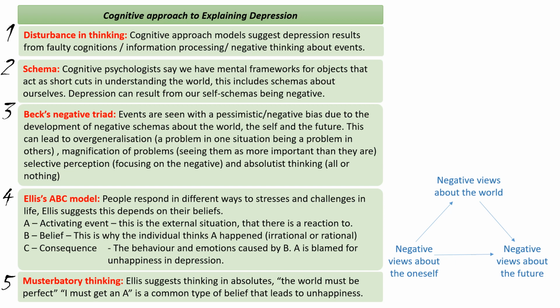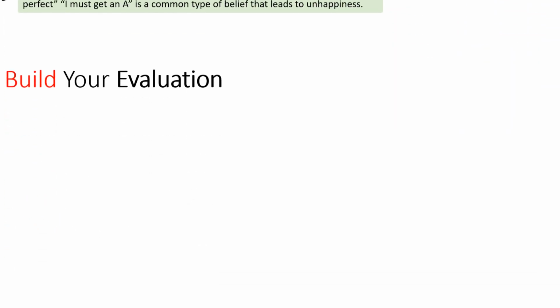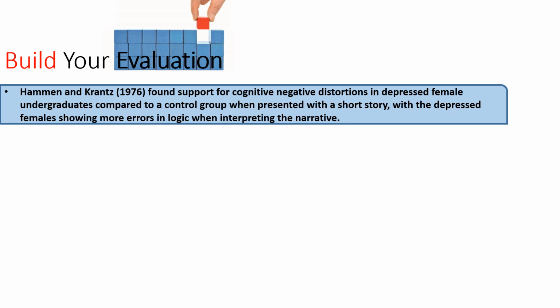So let's look at some evaluations for this section. Psychologists Hammond and Krantz did find support for cognitive negative distortions. They looked at depressed and non-depressed female undergraduates, and they gave them a short story. What they found was that the depressed females would go on to show more errors in logic when interpreting the narrative than those females without depression, suggesting they're distorting the story with a negative bias.